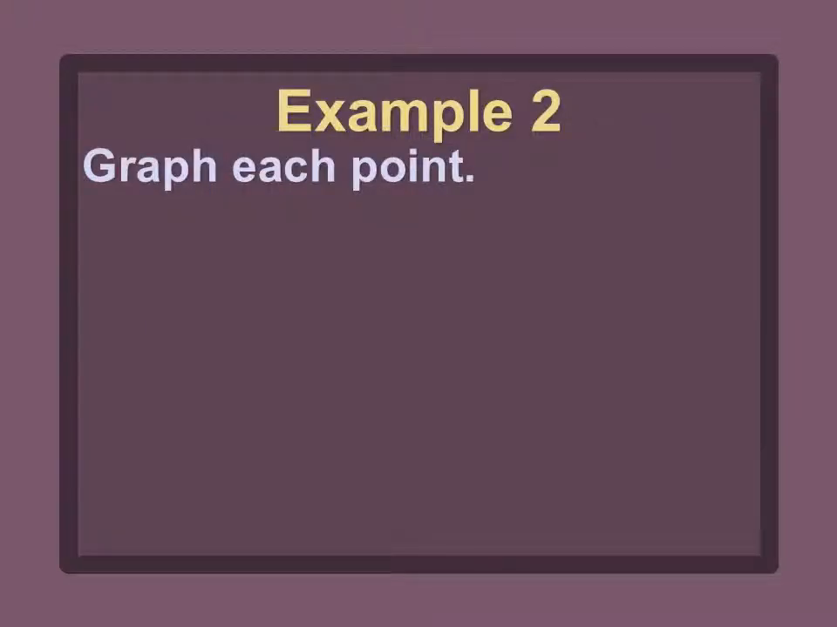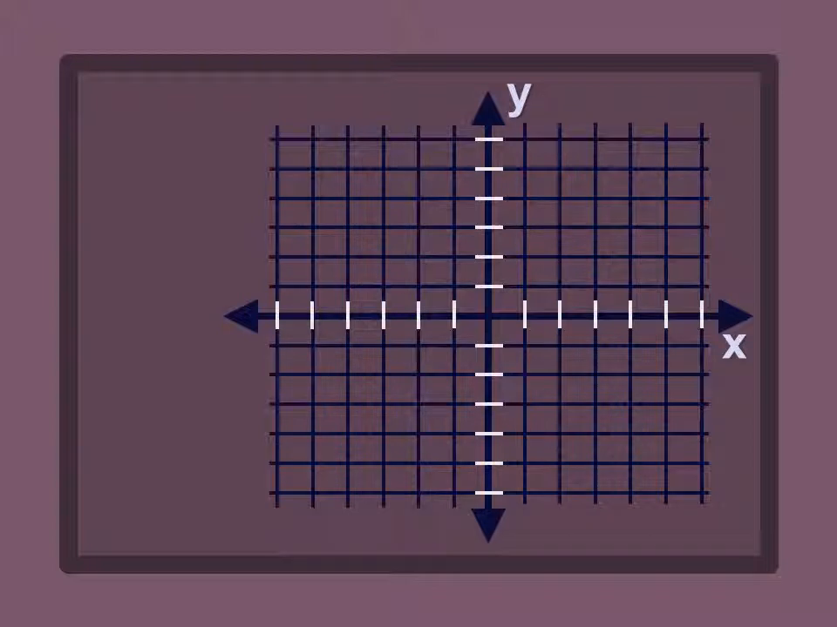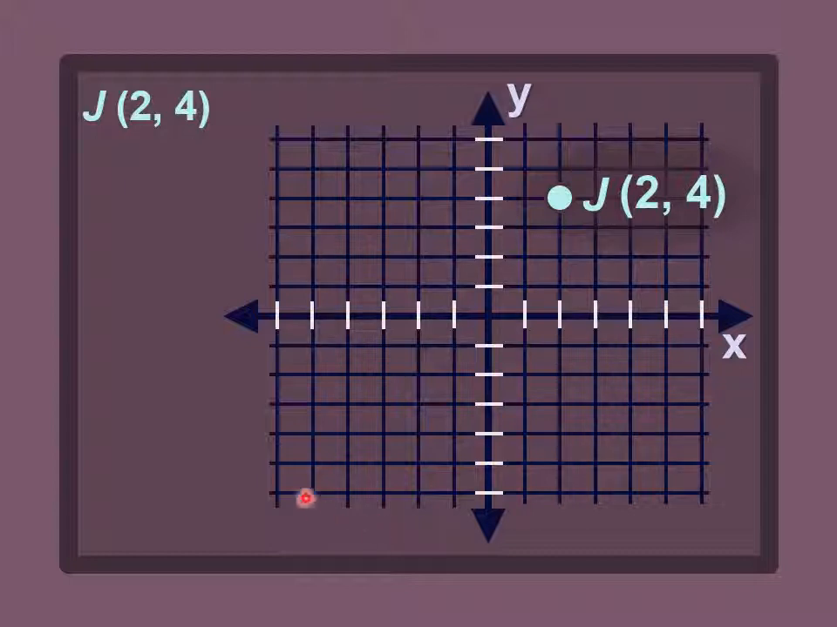All right, so now we have our next example of problems that we will do. We are going to graph each point, okay? So these are the points we need to graph. There's 4 of them. So let's go ahead and look at the coordinate plane. So first, let's graph point J, which is 2, 4. So the 2 represents the horizontal distance. So we're going to go 1, 2, horizontal. And then the 4 represents the y coordinate, which is the vertical distance. So we're going to go up 4. 1, 2, 3, 4. And that's our point J.